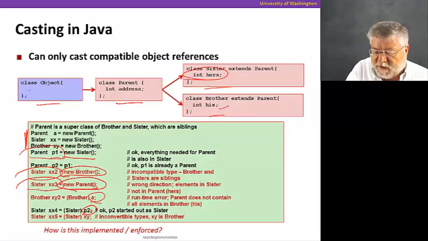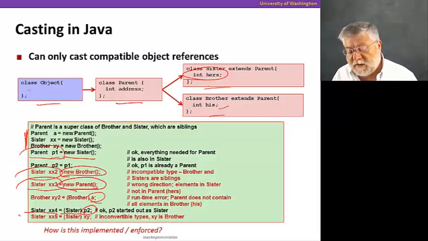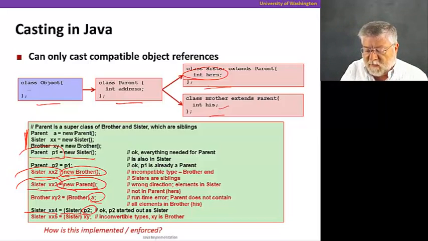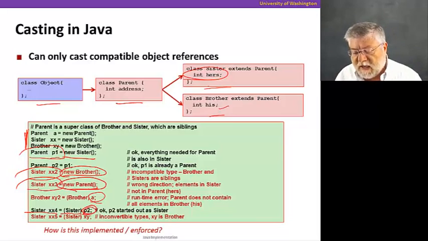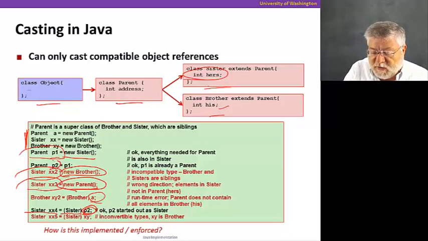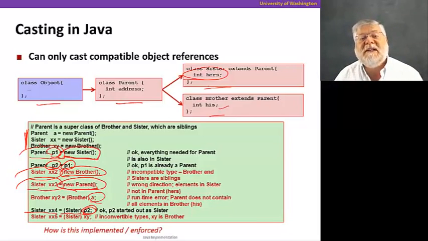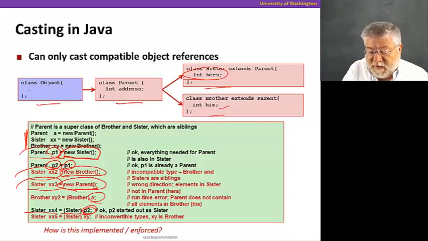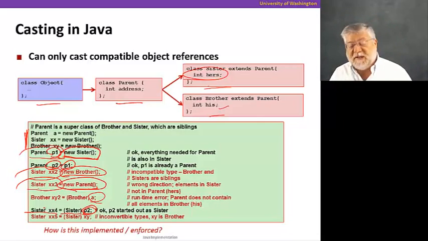Here's one that does work. If we take a parent object, cast it as sister, and then assign it to another variable of type sister. Why does that one work? Well, this one turns out to work because this original object, P2, started out as something of type sister. You'll notice that P2 was assigned P1, and P1 was originally an object of type sister that was cast as a parent, but it started its life as an object of type sister, so that it has everything a sister object needs. And so therefore that cast works out.